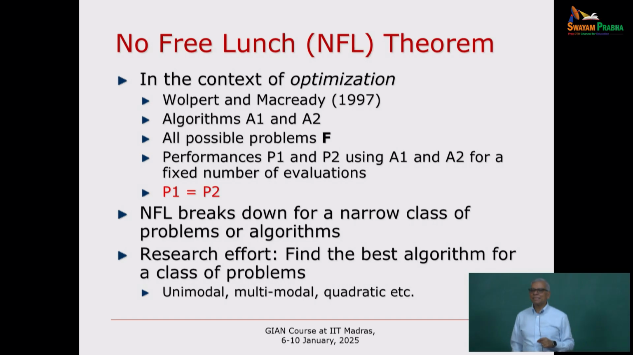Now let's say I decide some performance measure, like how close I come to the optima. For each of these problems, I have some idea where the optimum is, or how much time it takes, or whatever, some performance measure, and I apply A1 to every problem of F, and I get an agglomerated performance measure called P1. Apply A2 to all problems of F, on the same computer, same number of evaluations, everything else the same, and I get a performance measure P2. They have proven in that paper that P1 is equal to P2.